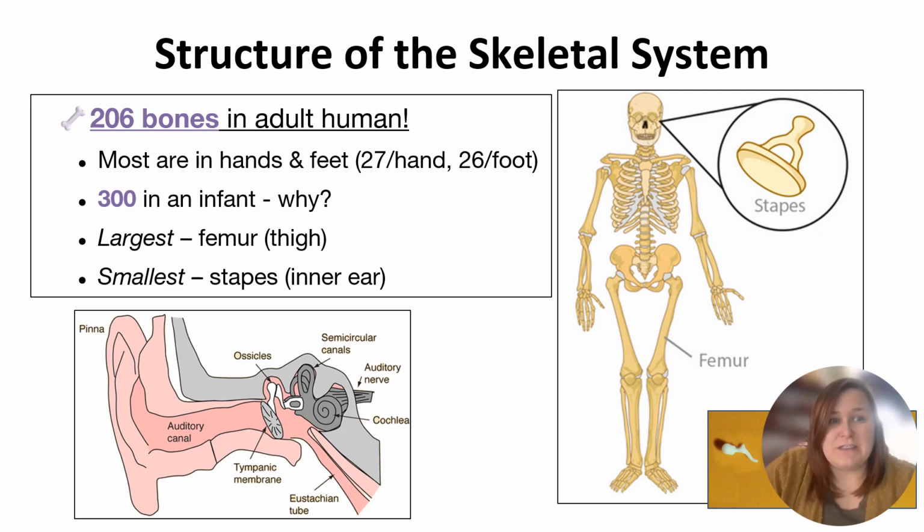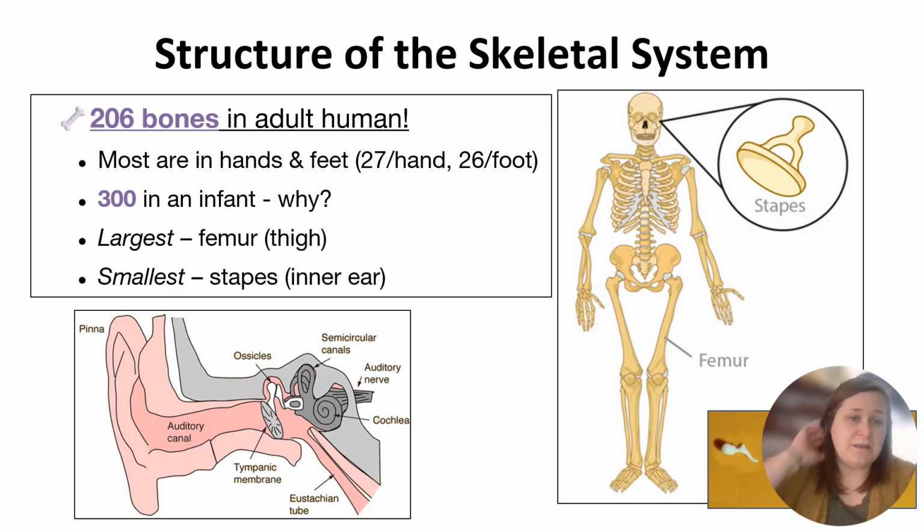And the reason why there is such a difference in the number of bones in an infant is because a lot of their bones are not yet ossified. So they have a whole lot of cartilage connecting much smaller bones. So until that cartilage ossifies into bone, then there's just a whole lot more bones to them.